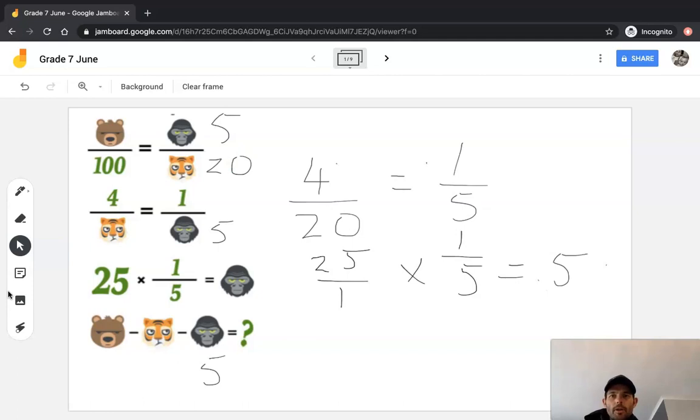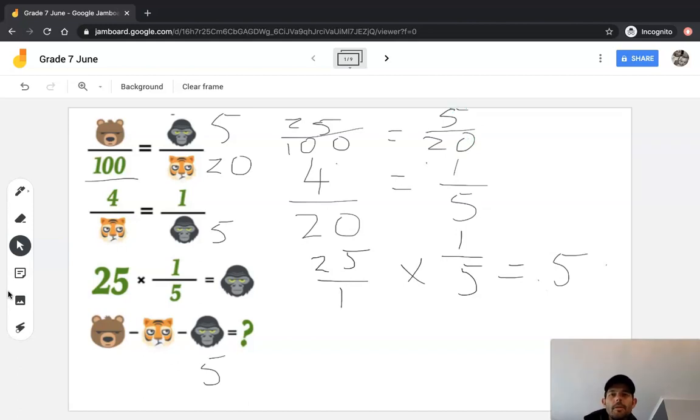Okay, so now if I know that the tiger is equal to 20, then I need to look for the equivalent fraction of 5 over 20, where the denominator is 100. So how do I get from the tiger, which is 20, to 100? I multiply by 5, so I need to also multiply the gorilla, which is 5, by 5, and therefore the bear is going to be 25. So at the top, I will have 25 over 100 equals 5 over 20.